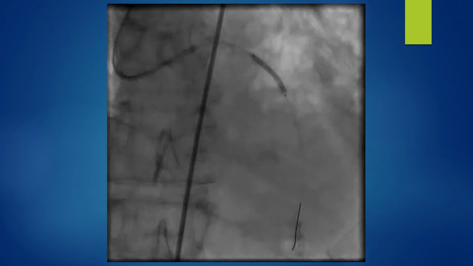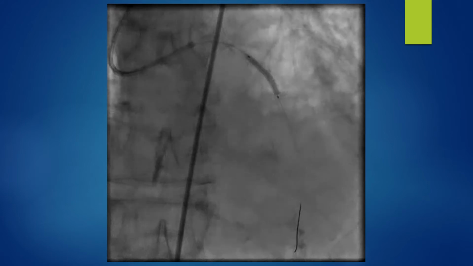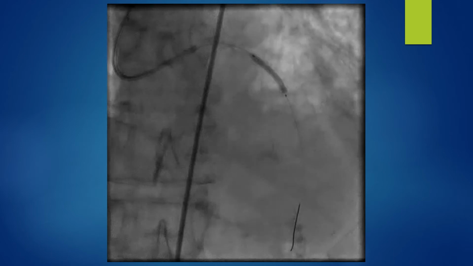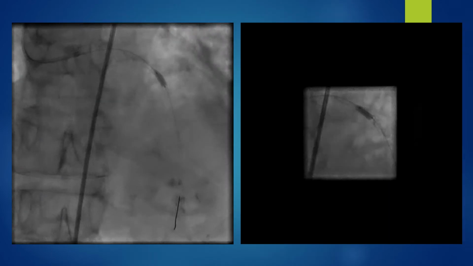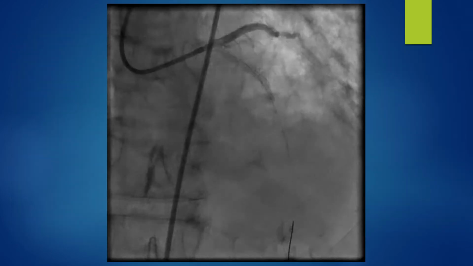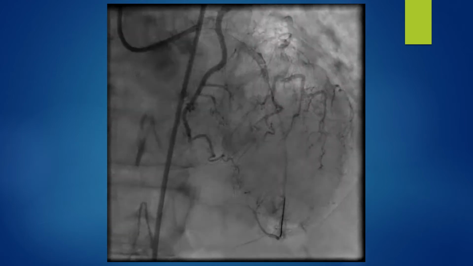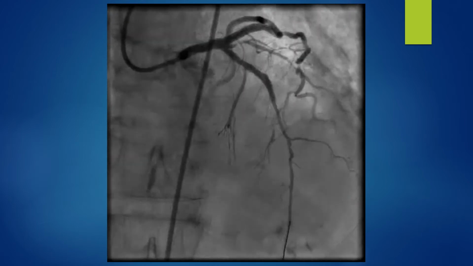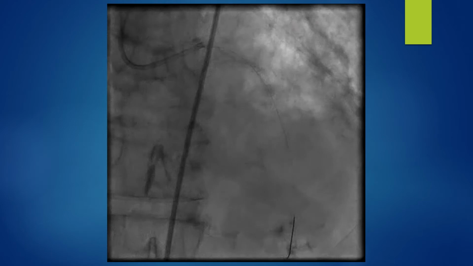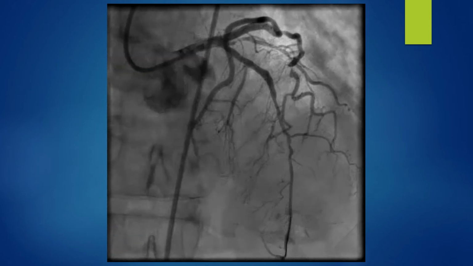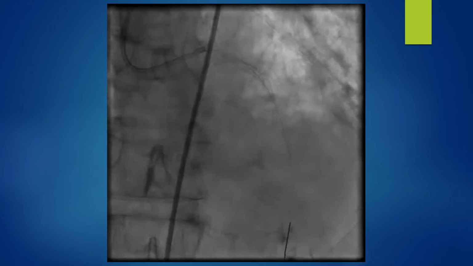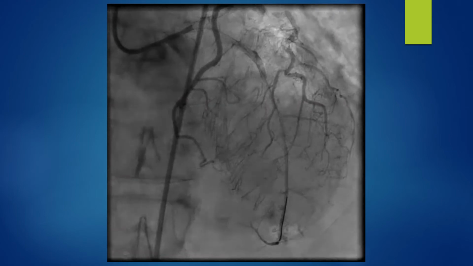Following that, I deployed a 2.5 by 23 millimeter drug-eluting stent, which is well inflated. And following that, I used a 3.0 by 8 millimeter NC balloon, and I inflated at high atmospheres to post-dilate the stent. This is the angiogram after the post-dilation of the stent. You can see there is an aneurysmal segment in the middle of the stent. I could post-dilate that a little more.